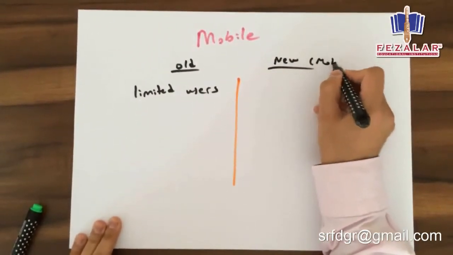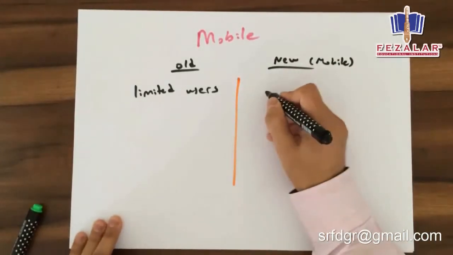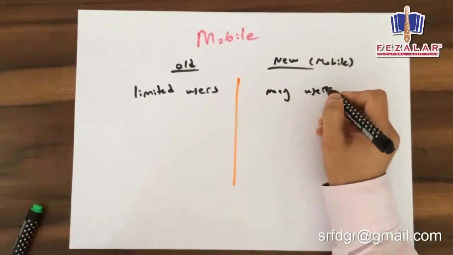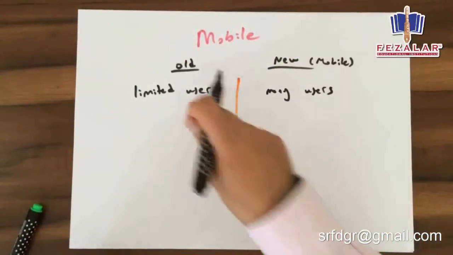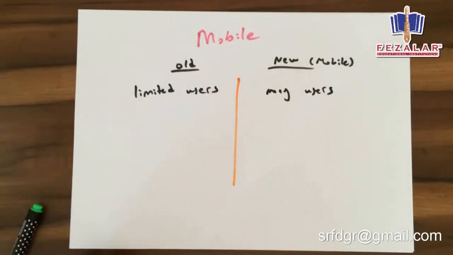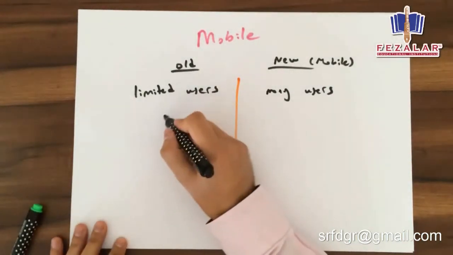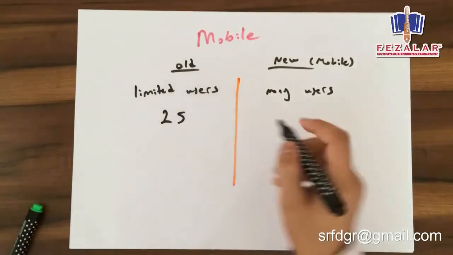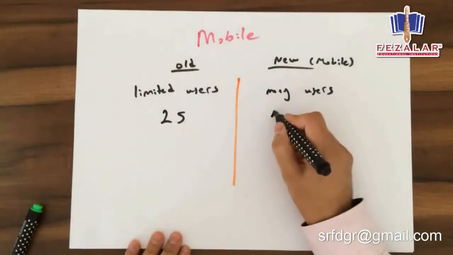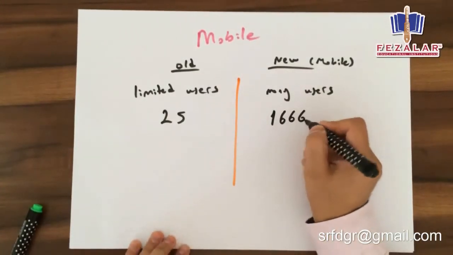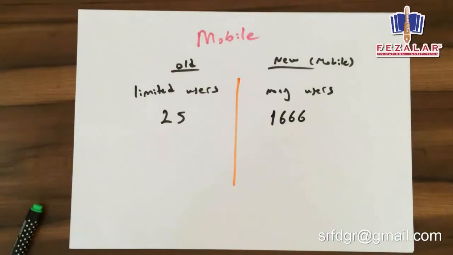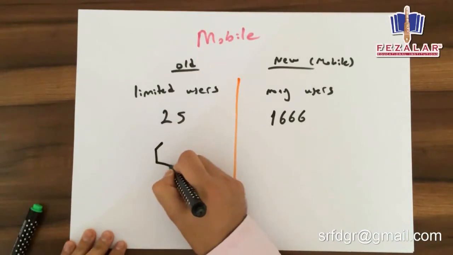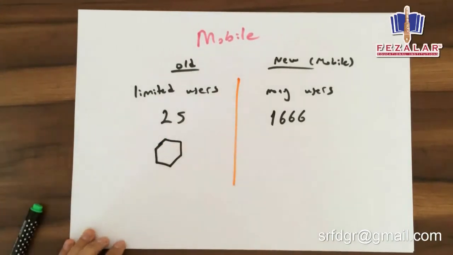And this is mobile. Wow. And there are many users. In the old system, in this communication system, there are only 25 communication channels. But in this new system, in the mobile system, there are 1,666 channels.